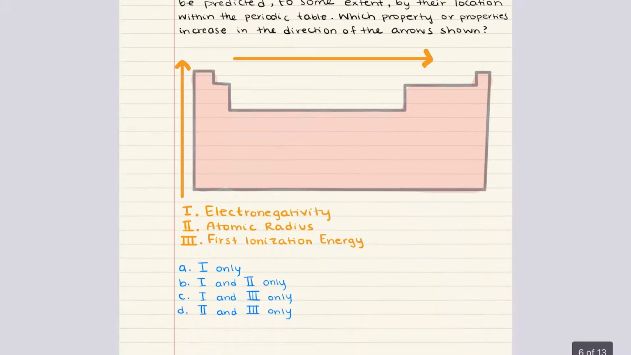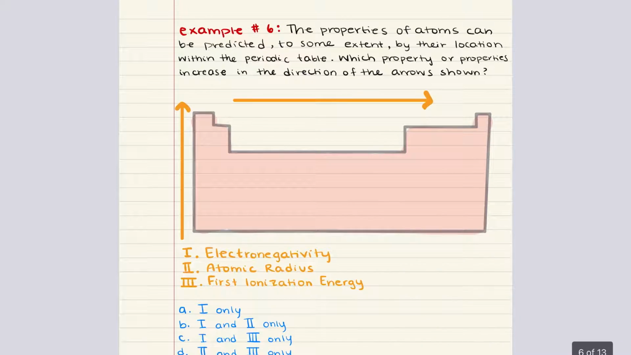Let's move on to problem 6. Problem 6 says the properties of atoms can be predicted to some extent by their location within the periodic table. Which property or properties increase in the direction of the arrows shown? Electronegativity, atomic radius, and first ionization energy. So let's review these 3 properties first.